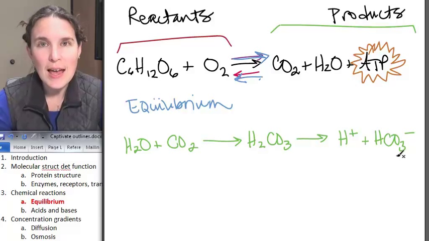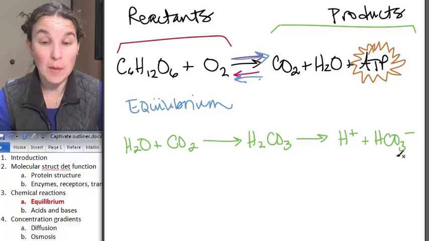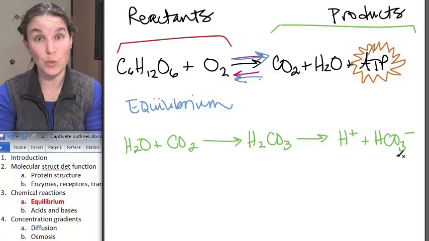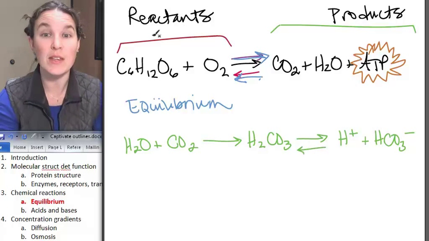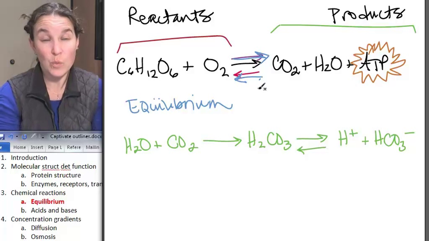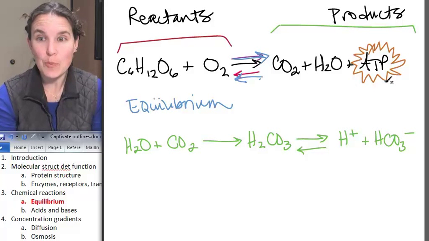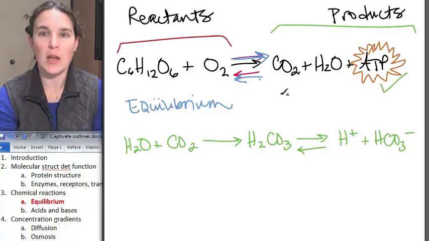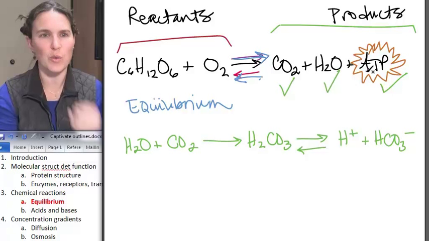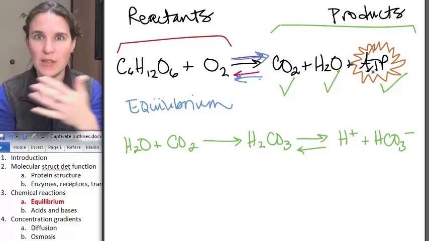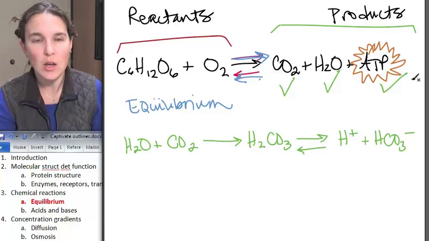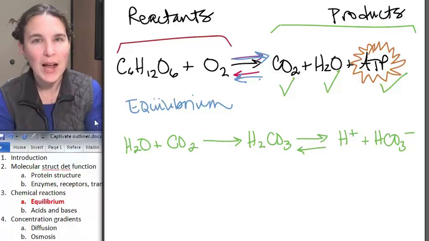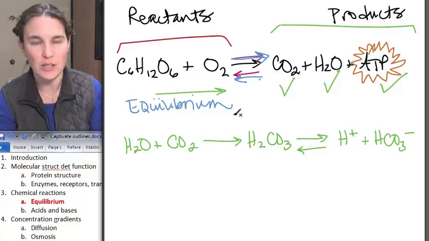This is an excellent example of a chemical reaction that comes into equilibrium and will move forward or backward. Now, this chemical reaction, we keep removing. We use up the ATP. We breathe off the carbon dioxide. We pee out the water, or we breathe it out, or somehow we don't have this buildup of water. Since we keep getting rid of these products, we keep allowing the reaction to move in this direction.